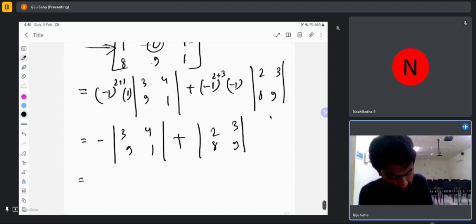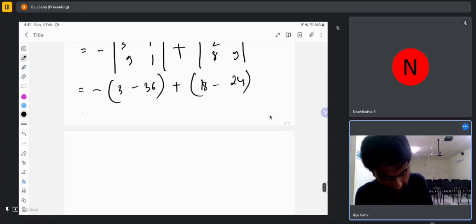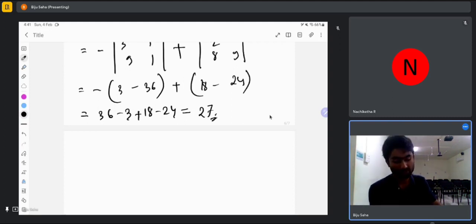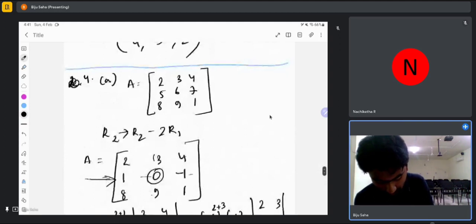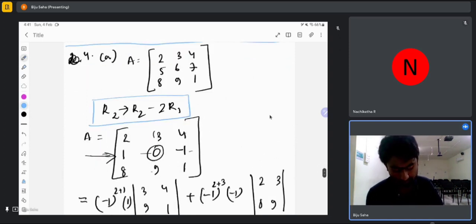So now it's an easy calculation. 3 1s are 3, and this. So I have exploited this particular elementary row operation and eased my way through the process of determinant calculation.